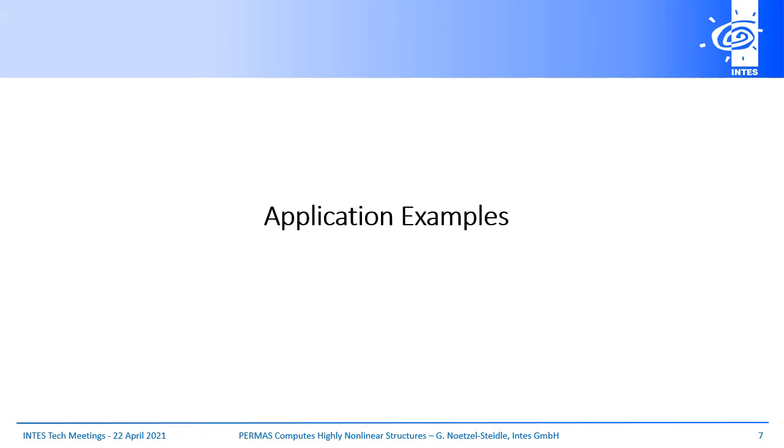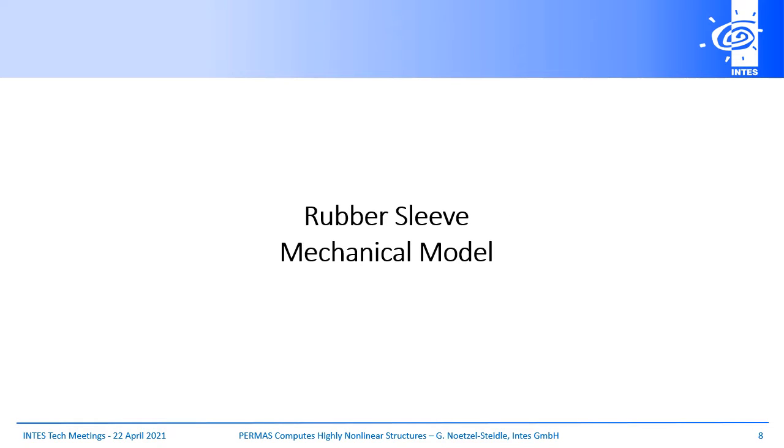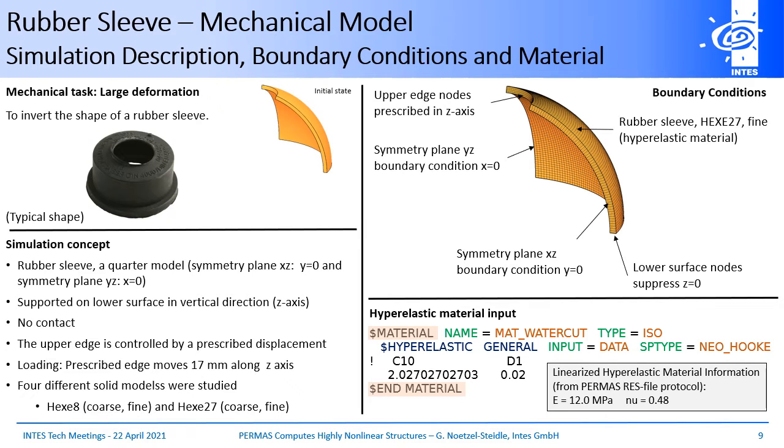Coming to the application examples in more detail. The first example is a rubber sleeve which is similar to rubber bellows or other sealing members. The mechanical task is to invert the shape of the rubber sleeve. For the simulation, a quarter model is sufficient, with two symmetry plane boundary conditions. All nodes on the lower surface are supported in vertical direction. The upper edge nodes are controlled and loaded by a prescribed displacement along the vertical z-axis.